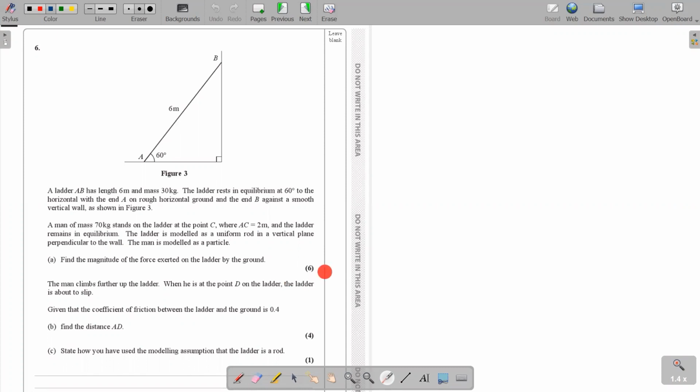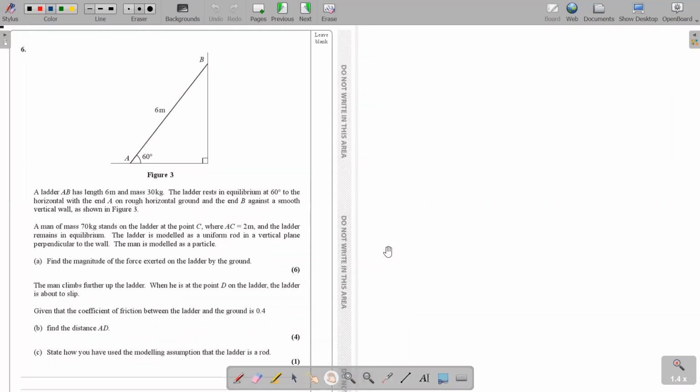Okay, so you can see it's a 6-mark question, right? So there's quite a lot of working you do here. Number one, first you mark all your forces. Okay, first we will mark all the forces. So they say here the ladder rests in equilibrium 60 degrees to the horizontal with end A on rough horizontal ground. Which means over here we have friction, right? And end B is against a smooth vertical wall.